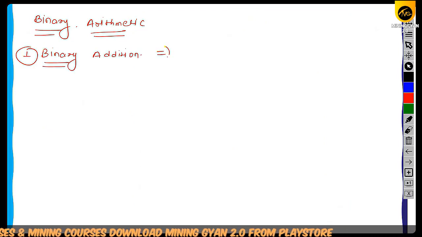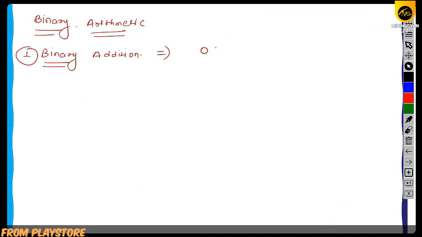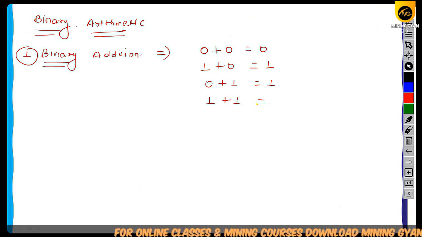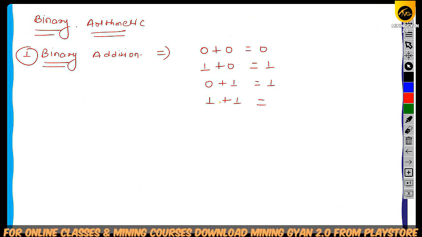Always remember, in this number system we use just 0 and 1, and the base is 2. So if you want to add 0 plus 0, it will be 0. Similarly, 1 plus 0 will be 1, and 0 plus 1 will be 1. And if you want to add 1 plus 1, always remember it will not be 2, it will be 10.